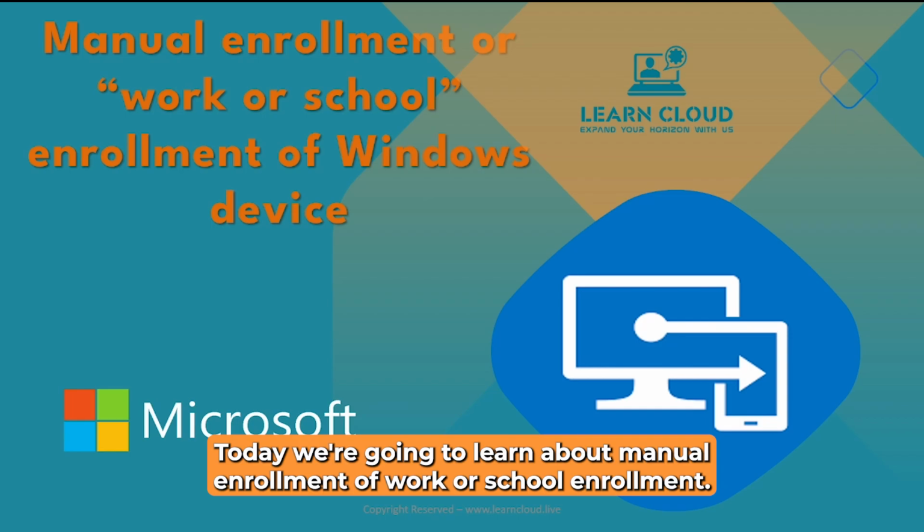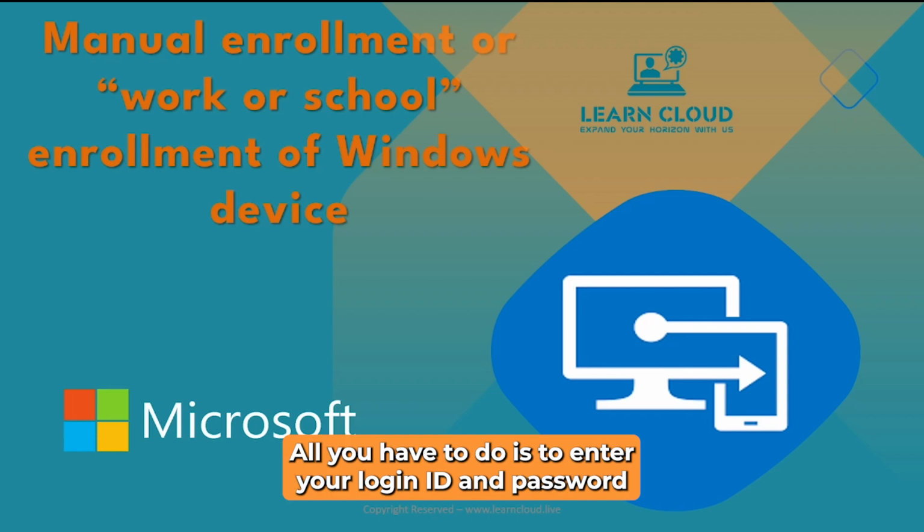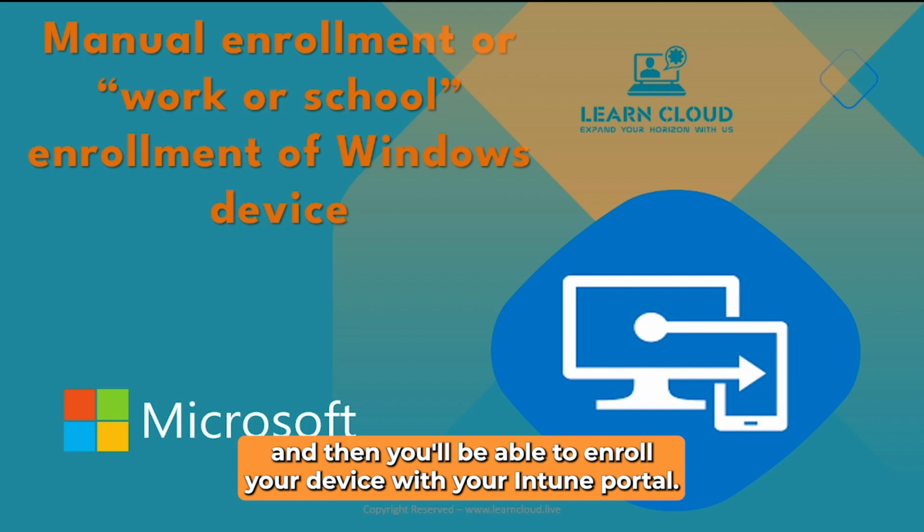Today we are going to learn about manual enrollment, or work or school enrollment. So manual enrollment is the easiest way of enrolling a device. All you have to do is enter your login ID and password, and then you'll be able to enroll your device with your Intune portal.